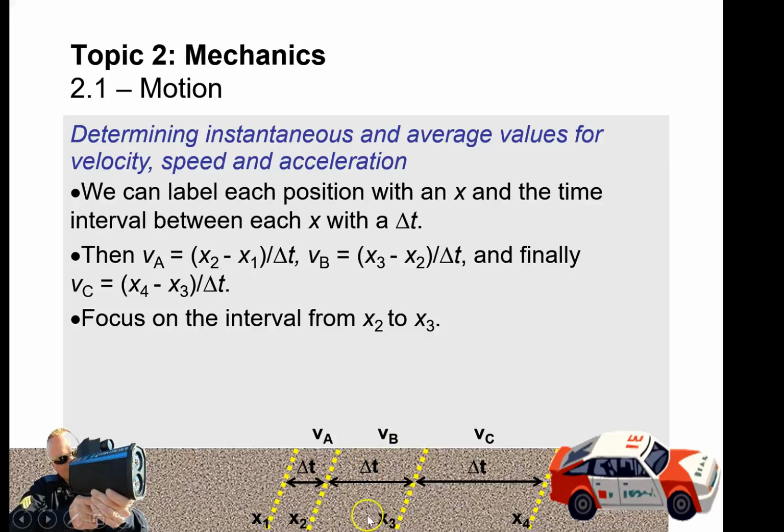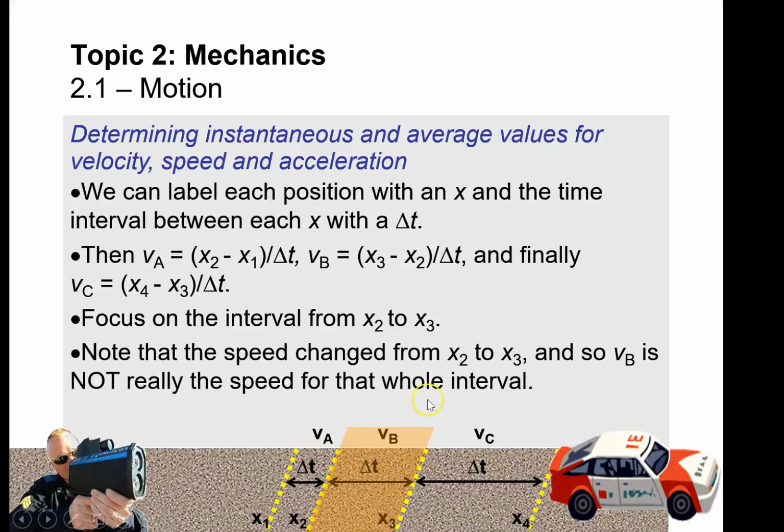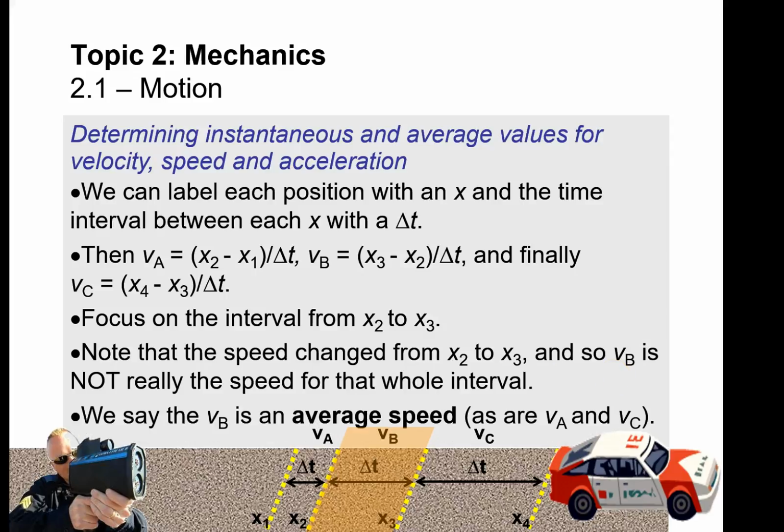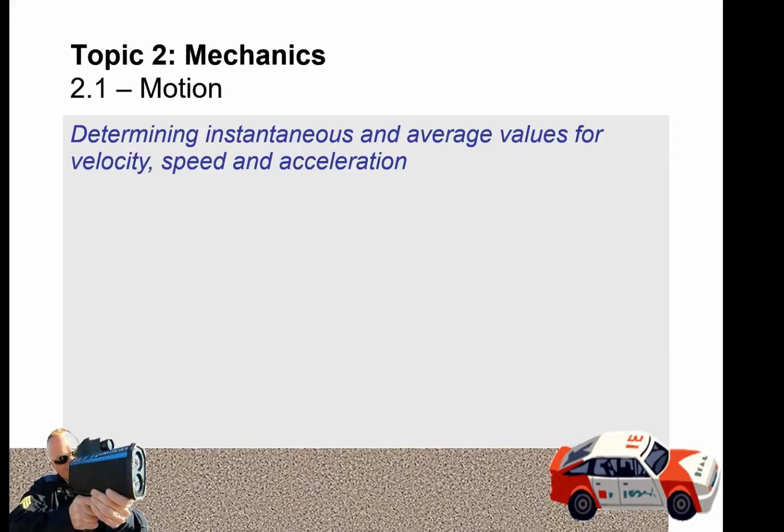Now he's going to want us to focus on this displacement from X2 to X3. Notice that the speed changes from X2 to X3. So VB is actually the average velocity for this interval, not the instantaneous velocity, not the constant velocity.